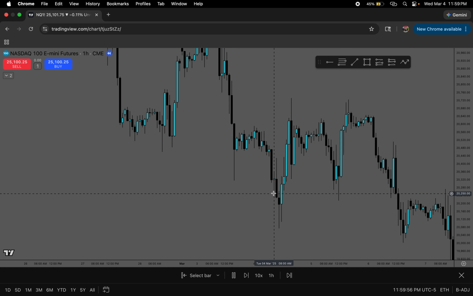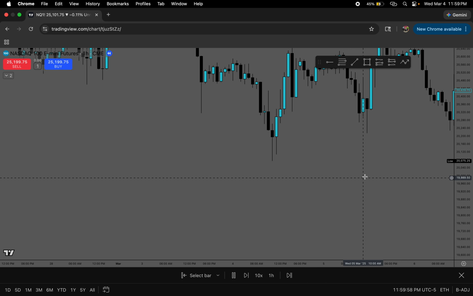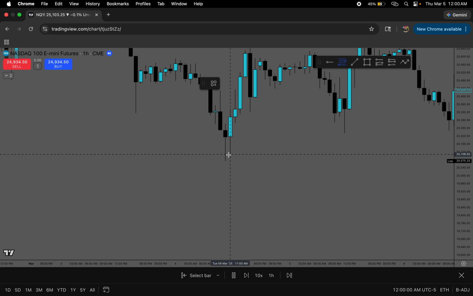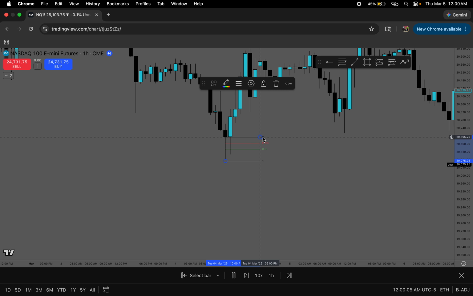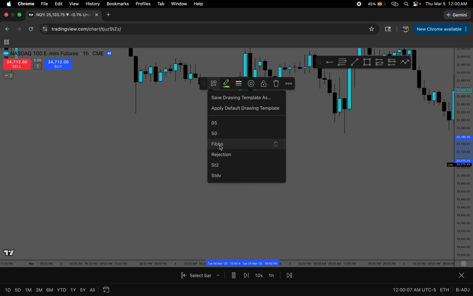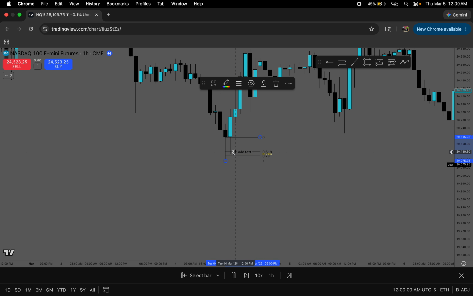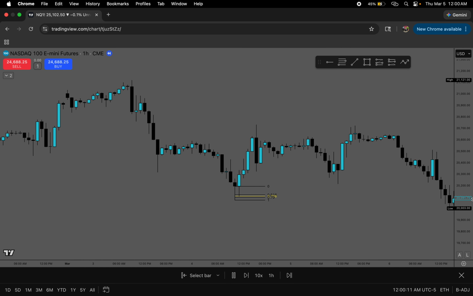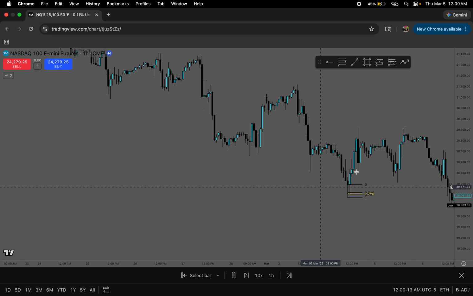Something else that we could use. Let me see something. A long wick like this. Yep. 706. Boom. Shoots up.